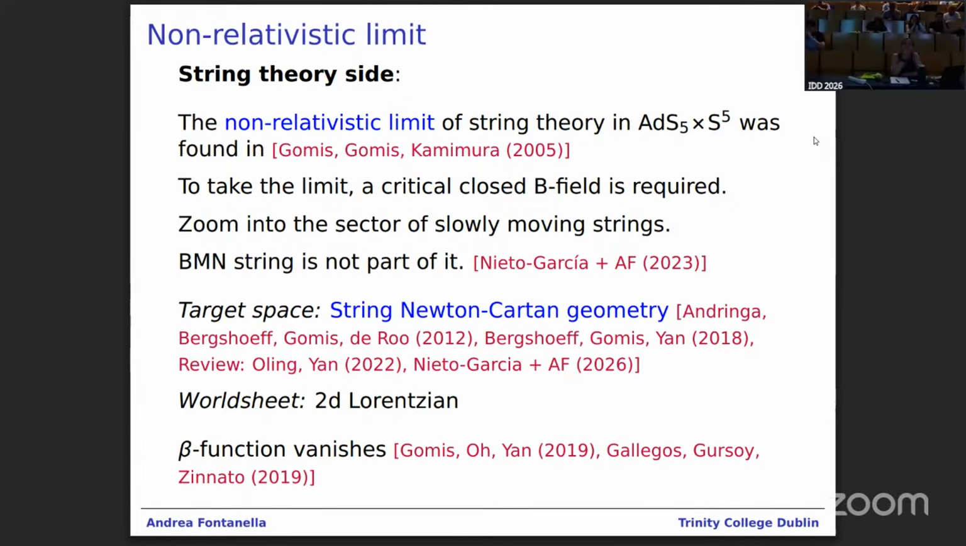The target space that the string is probing in this limit is a string Newton-Cartan geometry, and the worldsheet is still Lorentzian in this approach. Because it is Lorentzian, you can still compute the beta function. It is easy to do, well, it is possible to do it in that case. And it has been shown that the beta function vanishes, and so this non-relativistic string action is a well-defined action for quantization, free of Weyl anomalies.